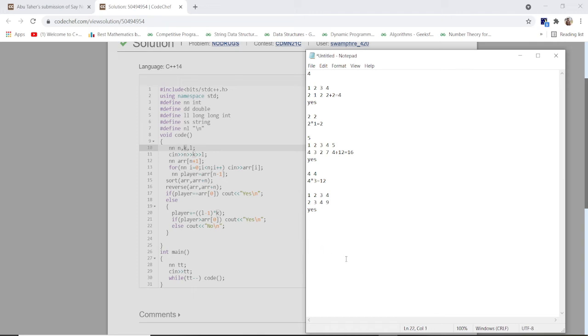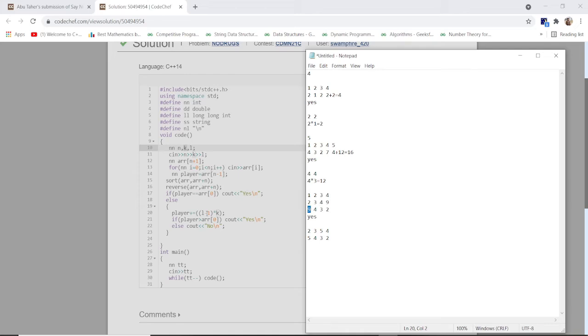Suppose the players have 2, 3, 5, 4 values. If I sort them and reverse them, it will be 5, 4, 3, 2. With the help of this, I find the maximum value here, and the maximum value is 5. So at first I check if the maximum value is equal to my friend's speed, then I print yes. If I sort this, it will be 9, 4, 3 and 2. So 9 is the speed of my friend, and it is also the maximum, so I don't check anything. I print yes directly.